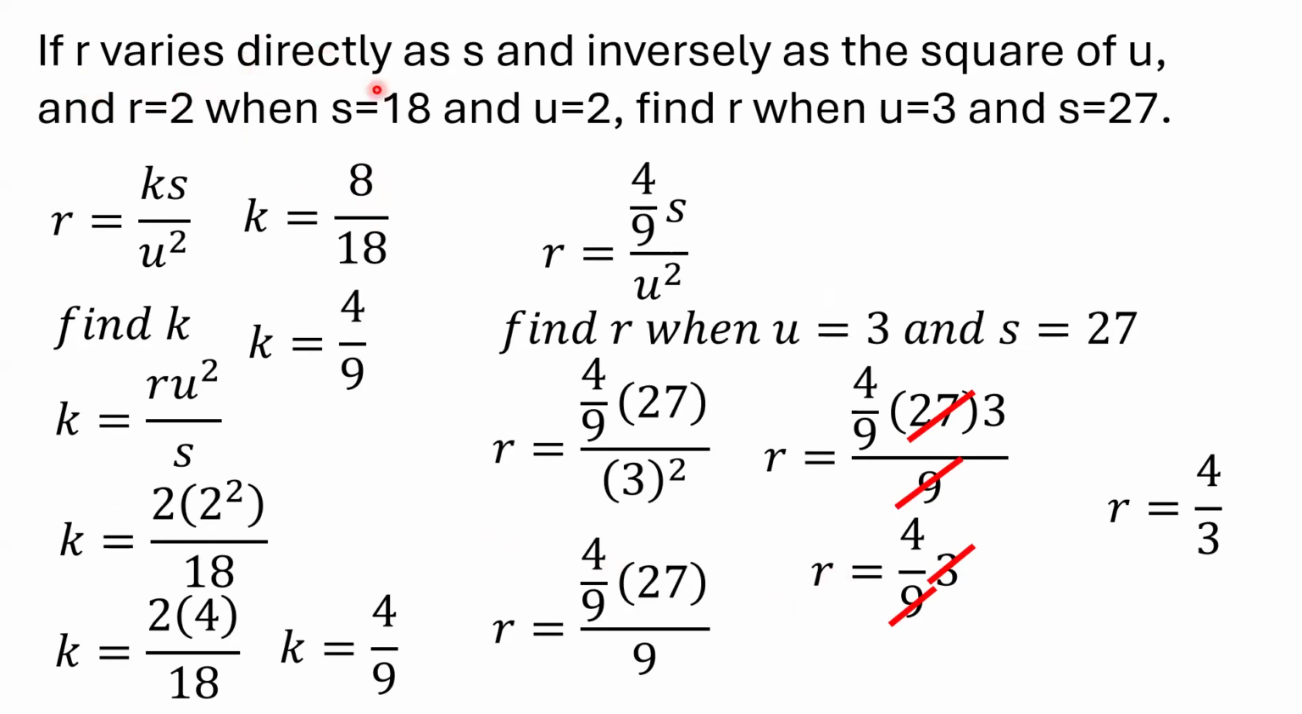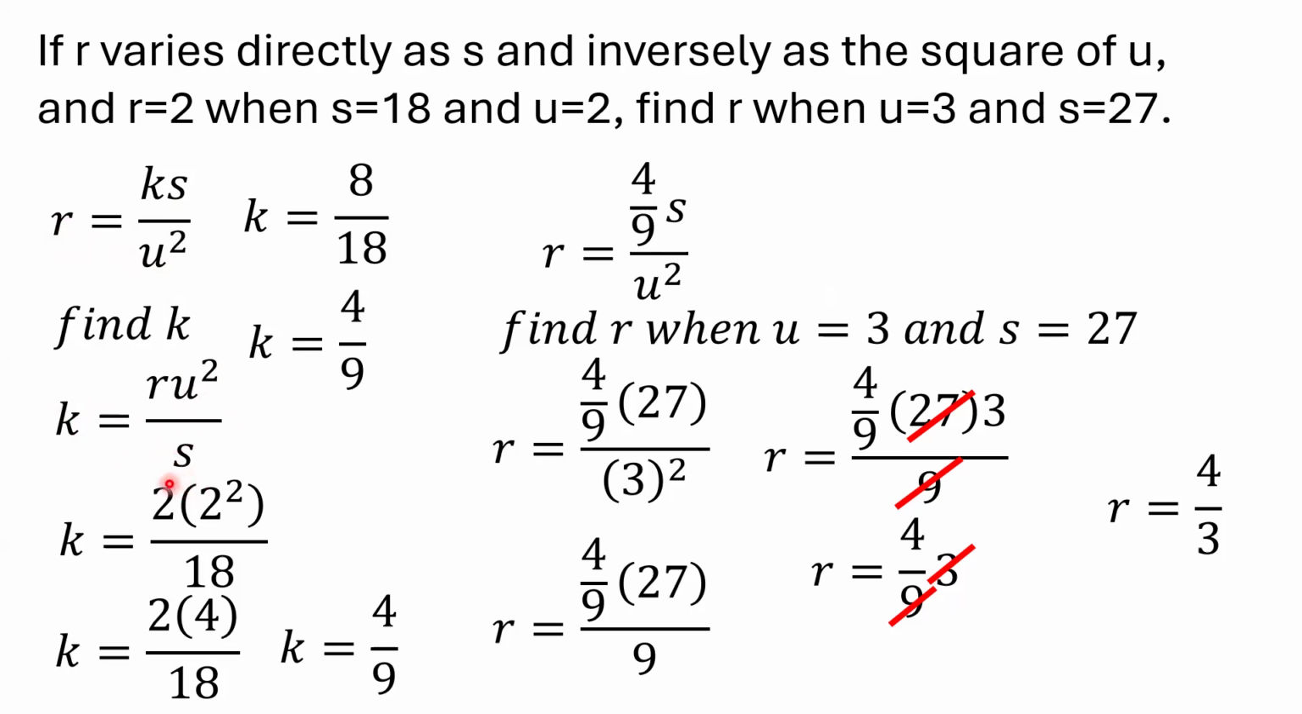If r varies directly as s and inversely as the square of u, okay, doon muna tayo. R is equal to k directly as s. Inverse daw natin sa u squared. So ganito yung magiging ating general equation as a whole. Now, in finding k, yung ginawa ko lang, yung s, ibinaba ko dito. Yung u squared, itinabi ko kay r. Kaya ang k ko is equal to r multiplied by u squared over s.